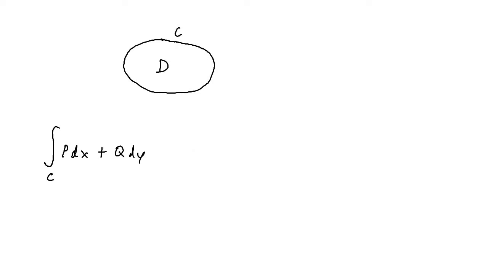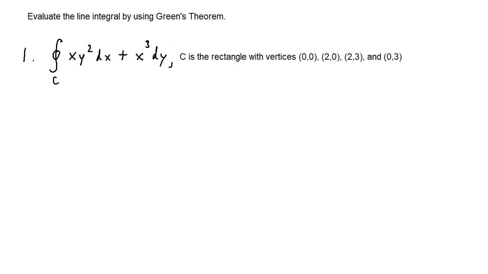Now keep in mind that the integral along C of p dx plus q dy is equal to the integral along C of the dot product of the vector field F and dr, which we have covered over the last couple videos with line integrals. And I'll come back to this formula towards the end of the video. So for this first set of problems, let's go ahead and evaluate the line integral by using Green's theorem.